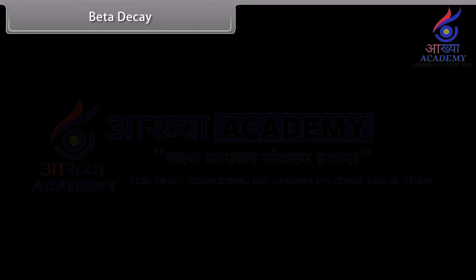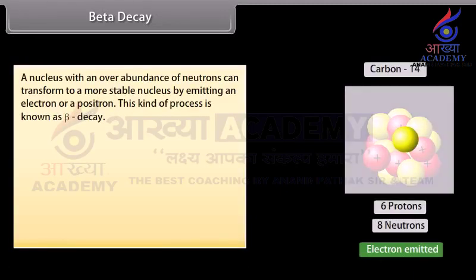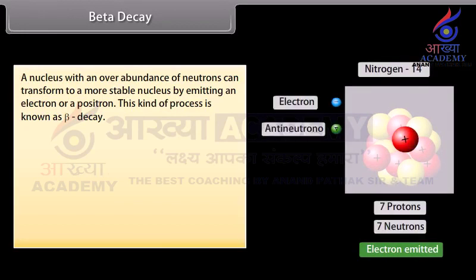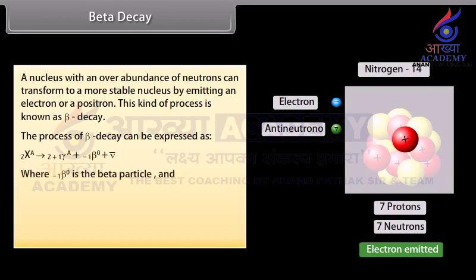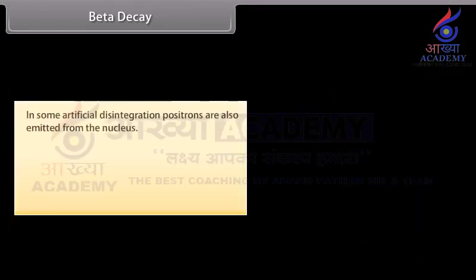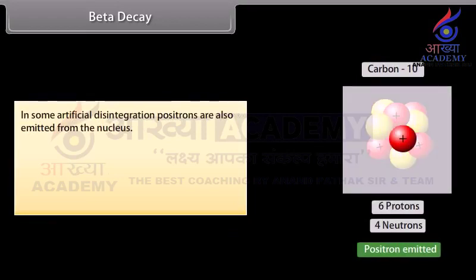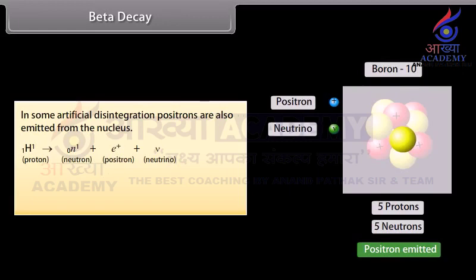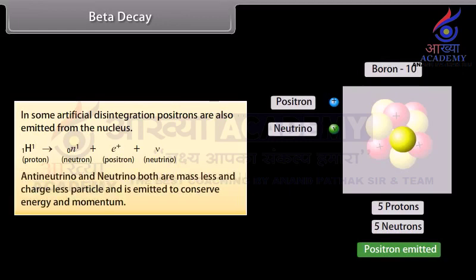Beta decay. A nucleus with an overabundance of neutrons can transform to a more stable nucleus by emitting an electron or a positron. This kind of process is known as beta decay. This process of beta decay can be expressed as, where the first symbol is the beta particle and the second is the antineutrino. For example, in some artificial disintegration, positrons are also emitted from the nucleus. Antineutrino and neutrino both are massless and chargeless particles and are emitted to conserve energy and momentum.